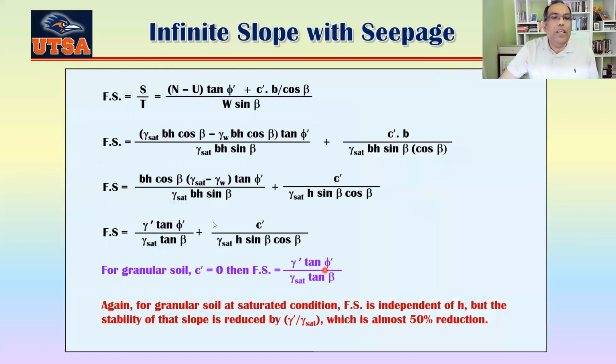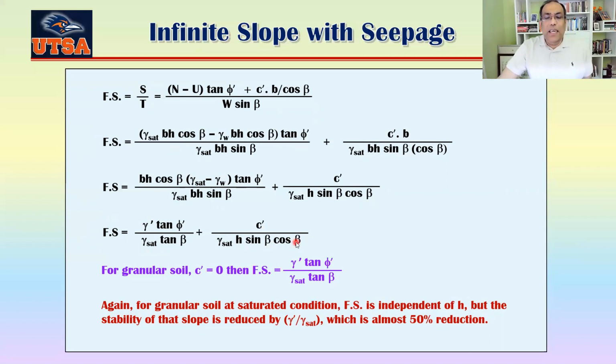So your factor of safety is basically the ratio of your resistance force divided by the driving force. So if you just plug in all those values we got on the previous page and play with that, then finally your factor of safety is equal to gamma prime. Gamma prime is basically the submerged unit weight, gamma sat minus gamma W. Tan phi prime divided by gamma sat tan beta plus C prime over gamma sat H sine beta cosine beta.